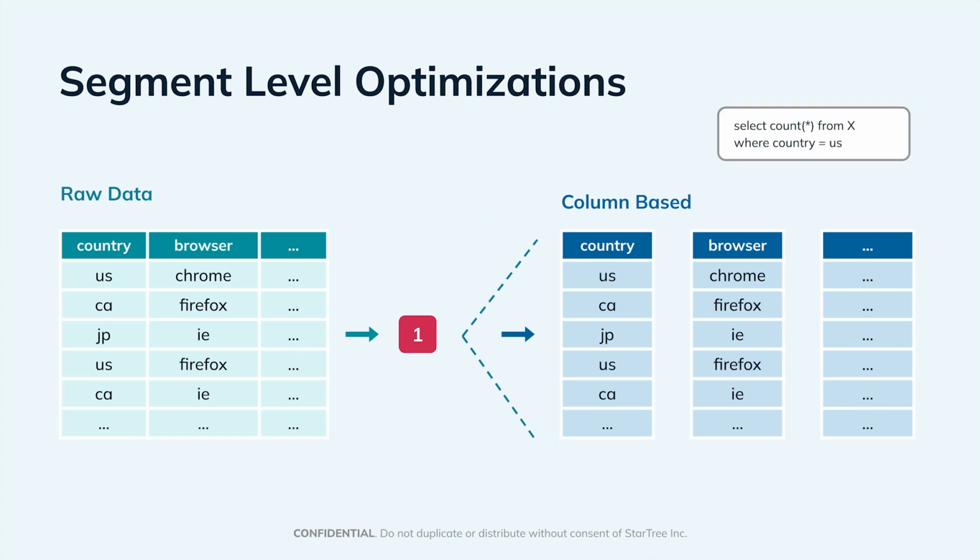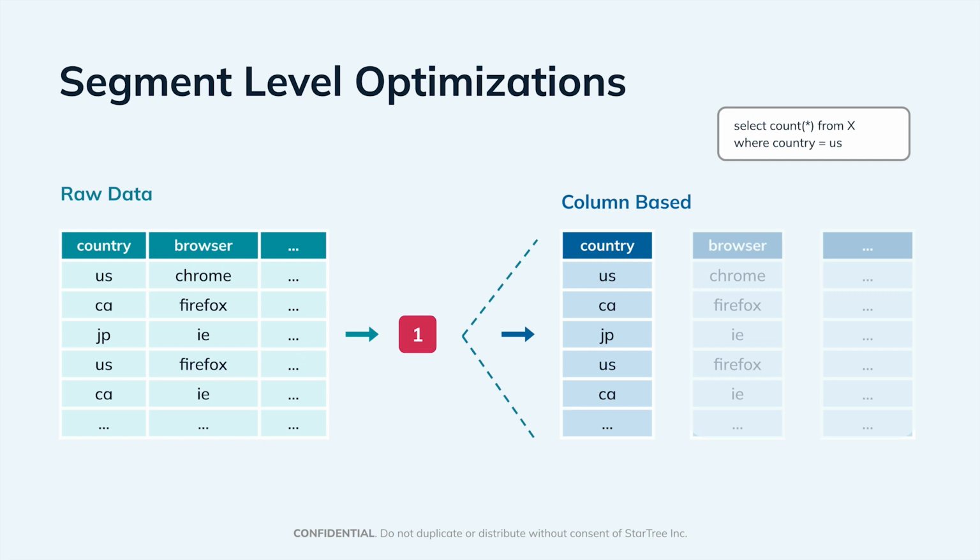So for example, if you want to do an aggregation and filter on some specific country, instead of having to scan all the rows in a typical row store, you only need to look at one column, which is the country column. So this reduces how much data you need to scan from the disk, how much data needs to be brought in memory, and obviously great for the query latency. This improves latency and throughput indirectly.